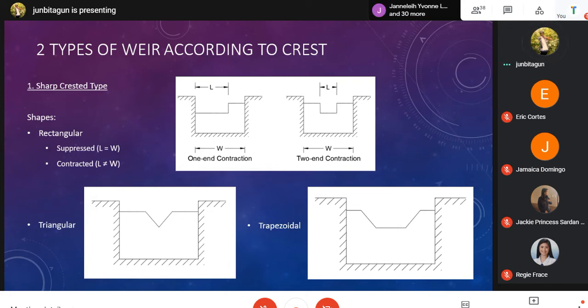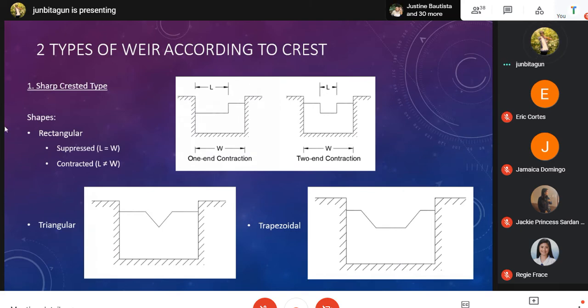Okay? So, pag equal yung L at W, suppressed ang tawag doon. Suppressed rectangular, sharp-crested weir. Tapos kapag hindi sila equal, contracted ang tawag doon. May dalawa pa tayo under contracted weir. May one-end contraction at may two-end contraction tayo. May formula para sa dalawang yan. Meron din tayong triangular weir at meron tayong trapezoidal weir. So, yun. Under sharp-crested yan.